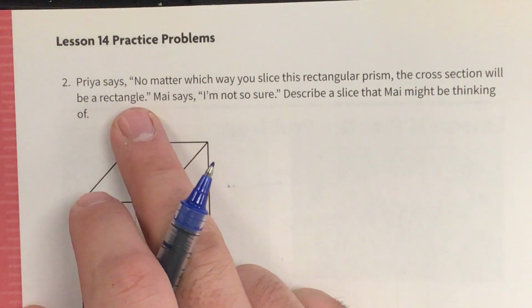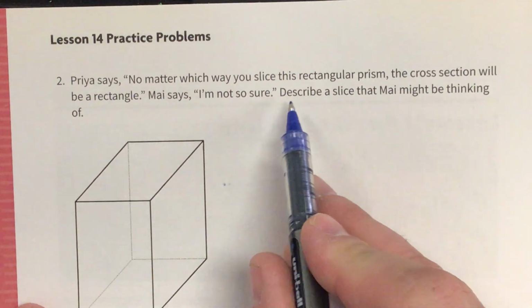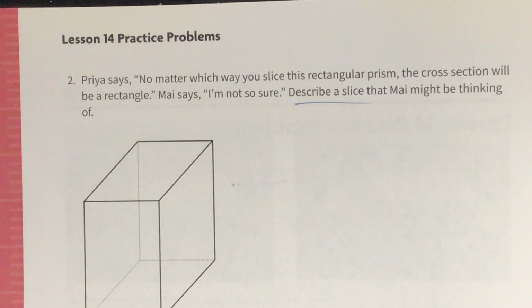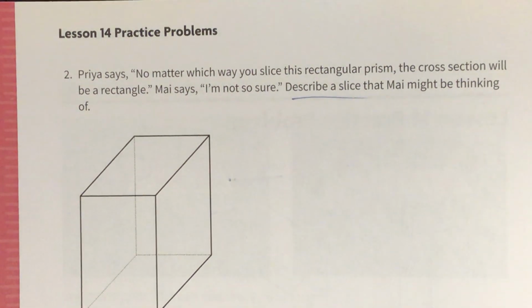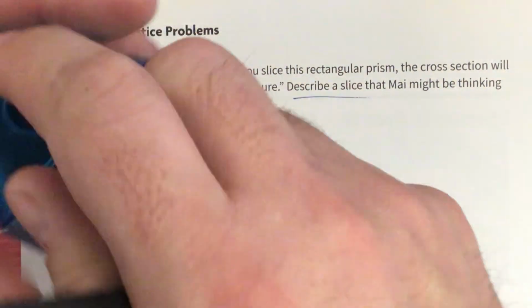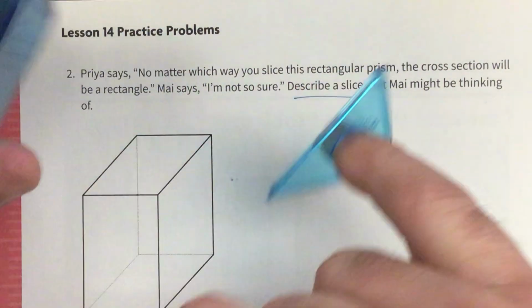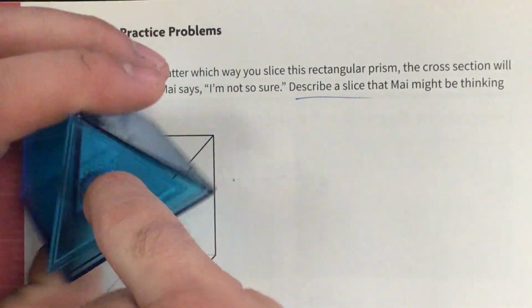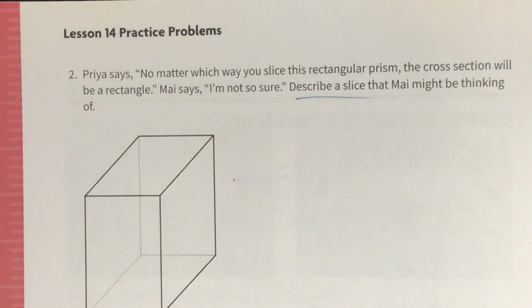Priya and Maya are having a little argument here. You have to describe the slice. Slice means just cutting a chunk off of there, like we talked about cutting this one off. This would be the cross section. This would be the slice as you take it out. Number 3, find the measure. Make sure you label.